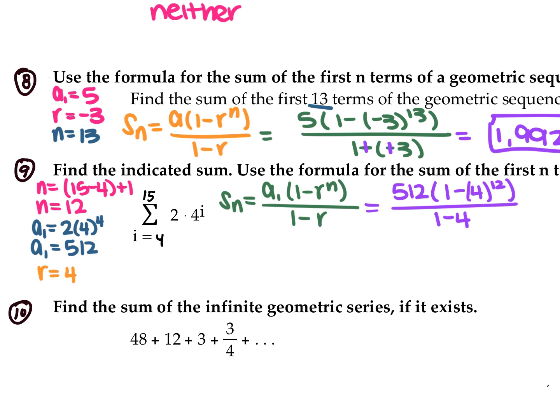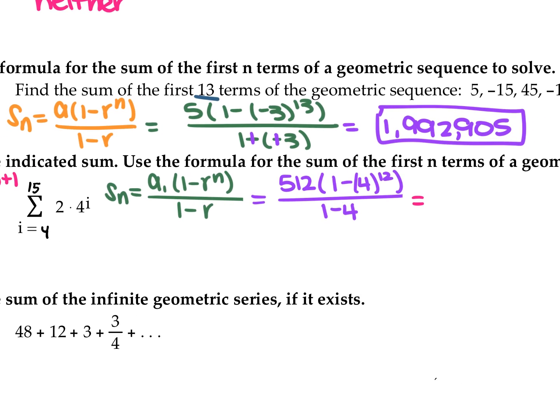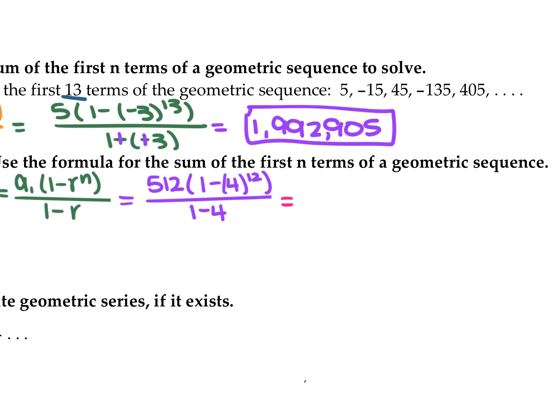Again, I'm just going to plug this straight into my calculator, so that way it gives me my answer. On top, 512 times 1 minus, parentheses, 4 to the power of 12, all over negative 3. This gives us a very large number of 286,331,1360.